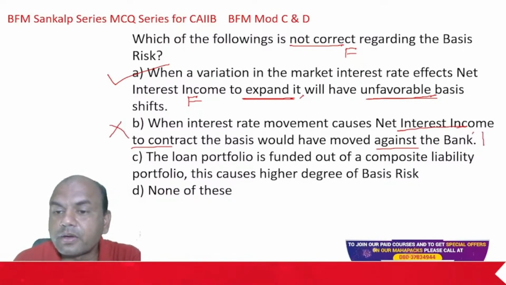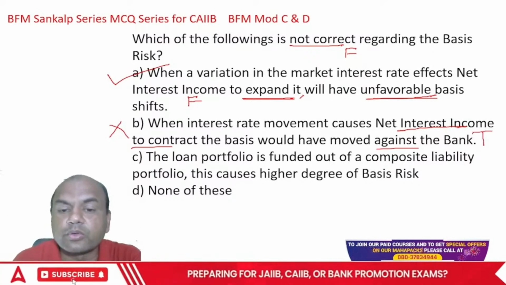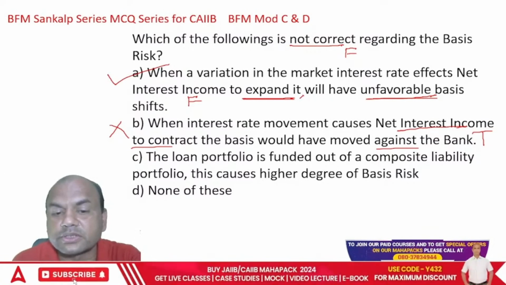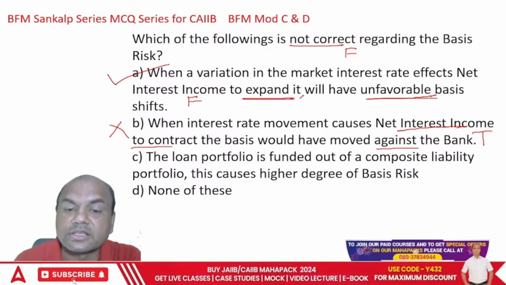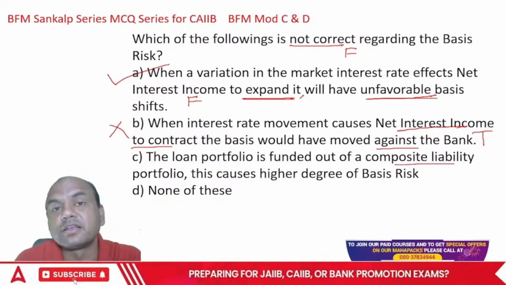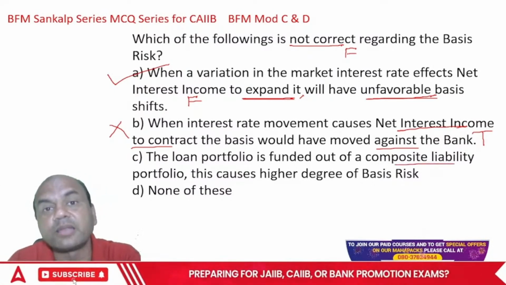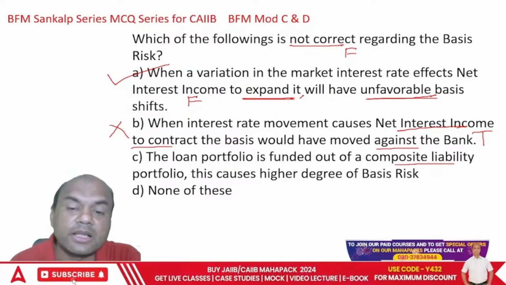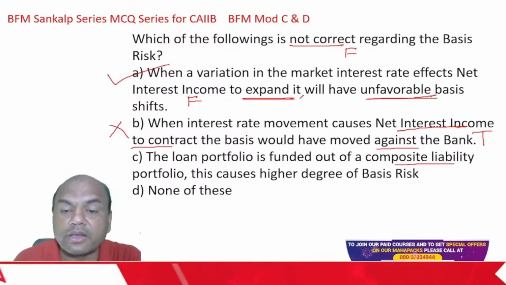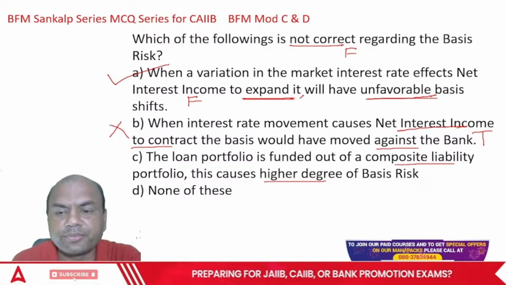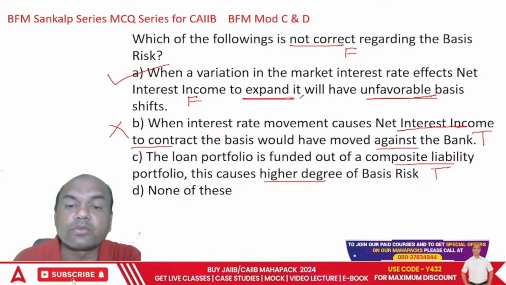The loan portfolio is funded out of a composite liability portfolio. This causes a higher degree of basis risk. See here, composite liability. Composite means various liabilities. Liabilities can be saving, current, FD. So if I am having composite liabilities, this will cause a higher degree of risk to me, obviously, because all will change in different magnitudes. So that is true. We want a false one.